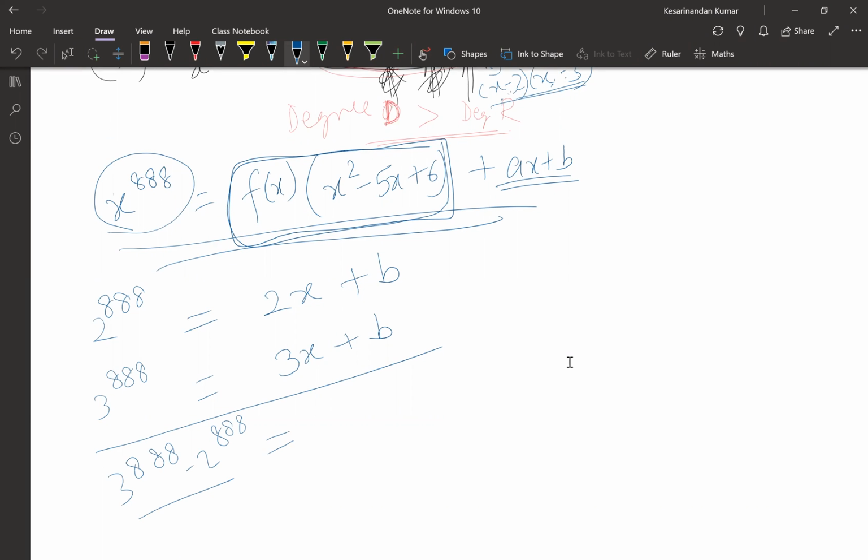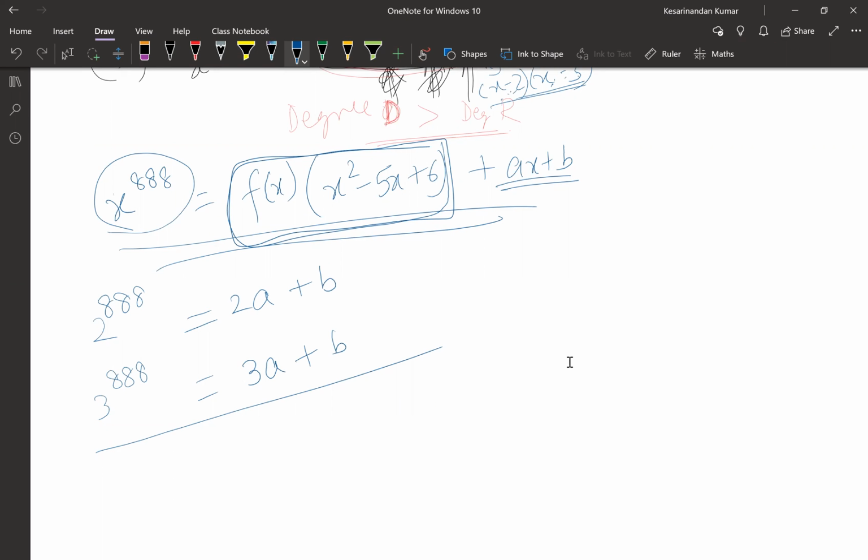this will be my a. Should be 2a plus b also. Yes, I was waiting for it. I'm writing something and everybody's telling yes. It will be 2a plus b and it will be 3a plus b.